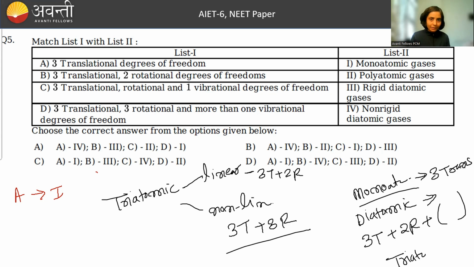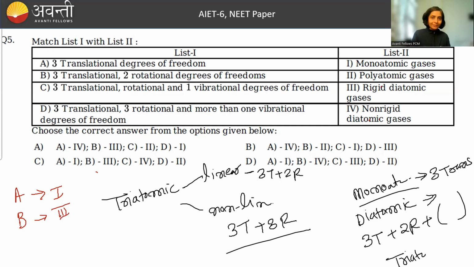rigid diatomic gases. Okay, so one might get confused between these two, rigid and non-rigid. Whatever degrees of freedom we have studied are for rigid diatomic gases. That is for the rigid case. Done. So what should the answer for B be, rigid diatomic gases or non-rigid diatomic gases? This is for rigid diatomic gases. So for B, the answer should be C.